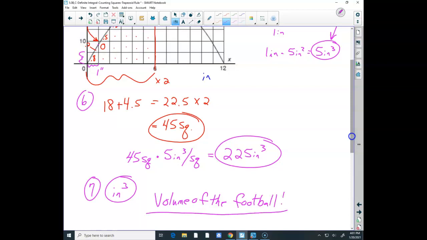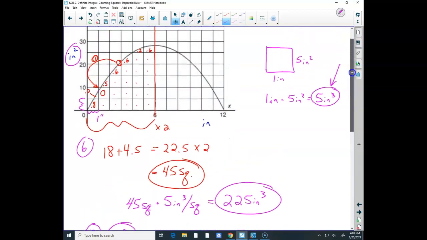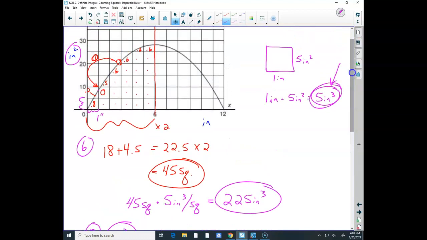Okay, so it's the volume of a football. But notice, each square accumulated volume in this case. The area of each square, all the accumulated area underneath that curve, turns into volume in this case, but it's an area accumulator, a definite integral.